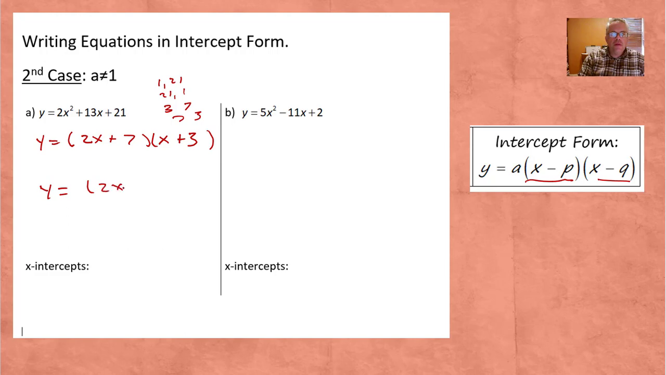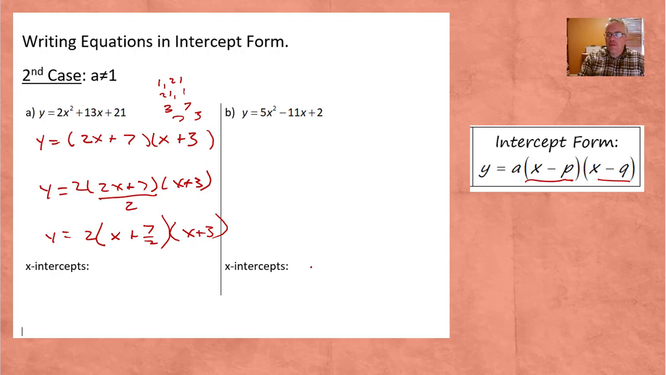So we have 2x plus 7 times x plus 3. We're going to divide this by 2 and multiply by 2 in front. So that would be y equals 2, 2x divided by 2 is x plus 7 halves. That might be a fraction. That's okay. Times x plus 3. Now, both our binomials are monic like in intercept form. So it's a little weird to begin with, but basically, if x has a coefficient other than 1, we're going to factor it out.